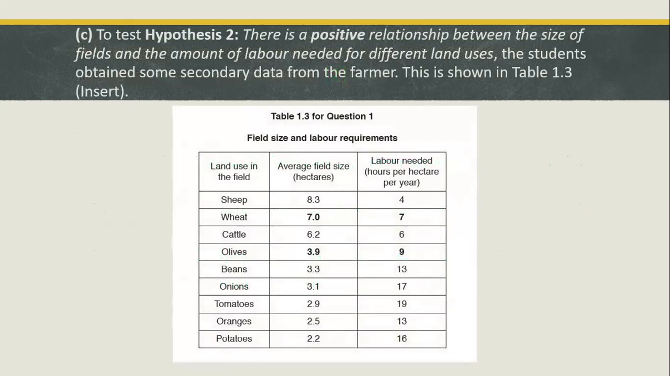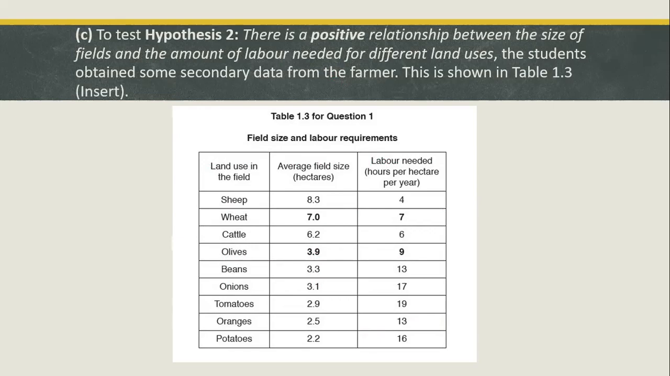To test hypothesis 2, there is a positive relationship between the size of field and the amount of labor needed for different land uses. The students obtain some secondary data from the farmer. This is shown in table 1.3. As you can see here, the land use in the field, average field size, and the labor needed, hours per year. Sheep, 8.3, we need 4 labor. Wheat, 7.0, 7 labor. Cattle, 6.2, we need 6 labor. As it continues until potatoes, we need 16 labor.